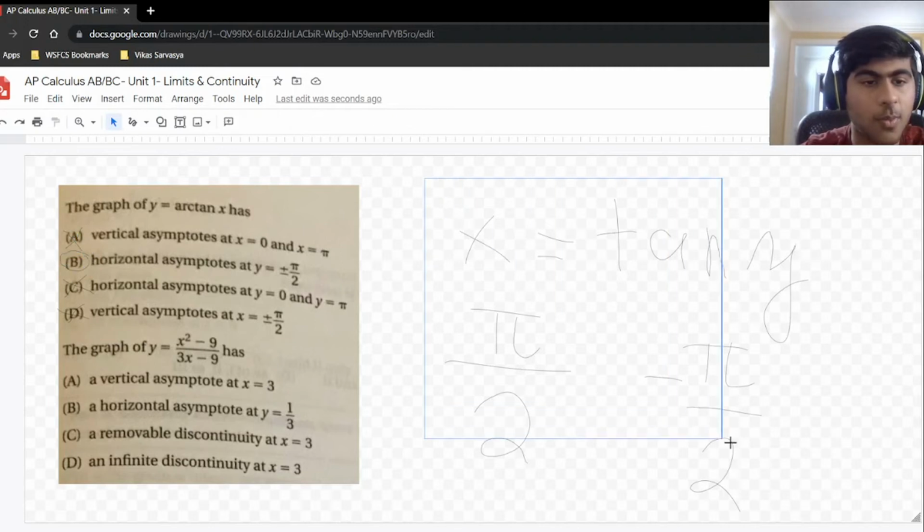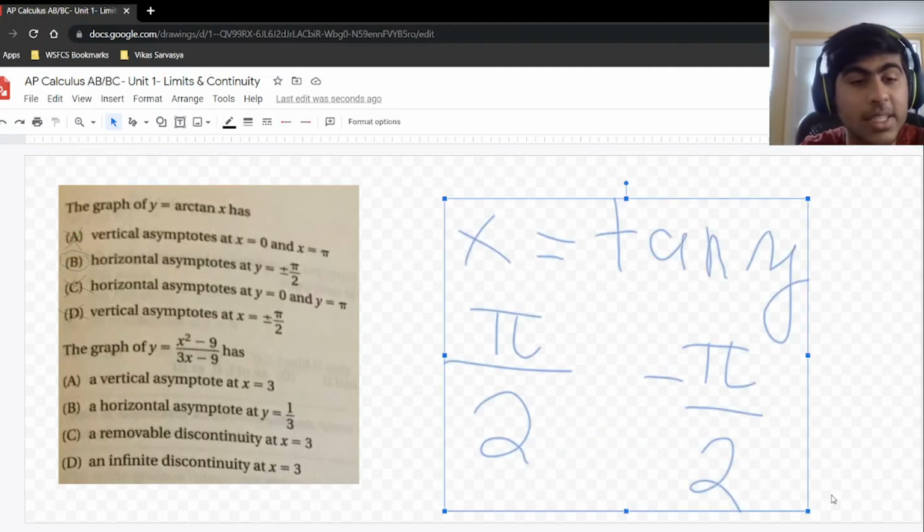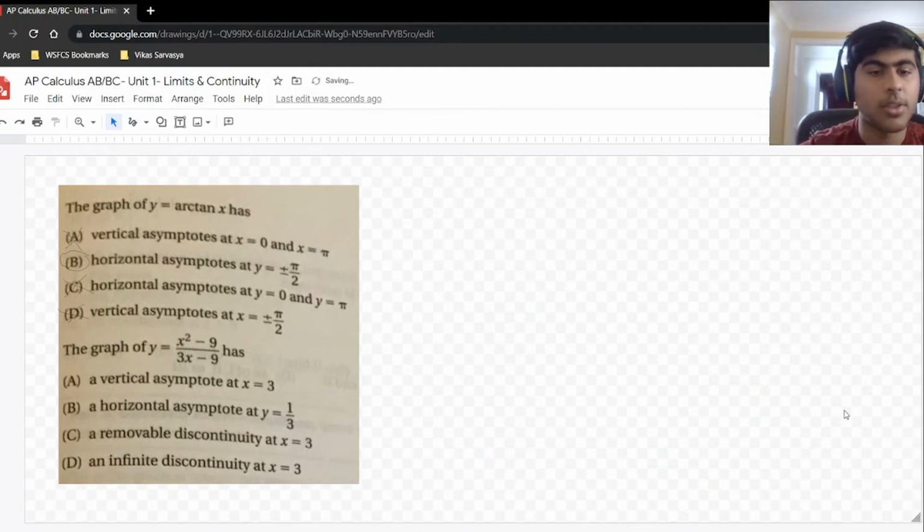The graph of y equals x squared minus 9 over 3x minus 9. And they're basically asking us the same kind of question, right? Does it have a vertical asymptote? Where? Horizontal asymptote? Where? But then they have these two other things. They have removable discontinuities and infinite discontinuities. Now let's figure out what those mean.